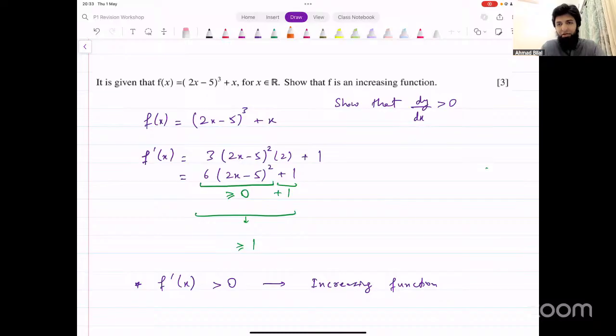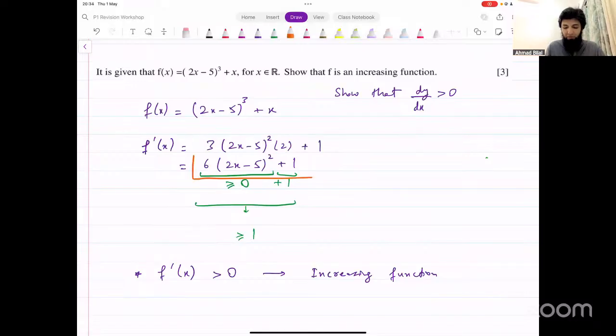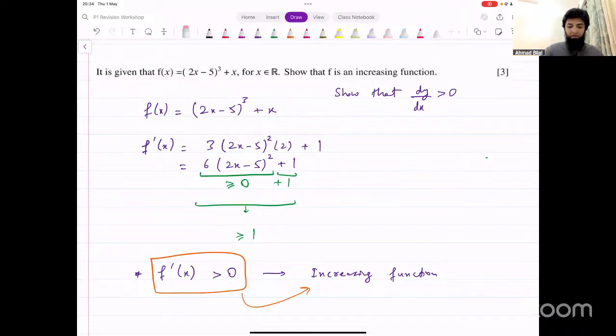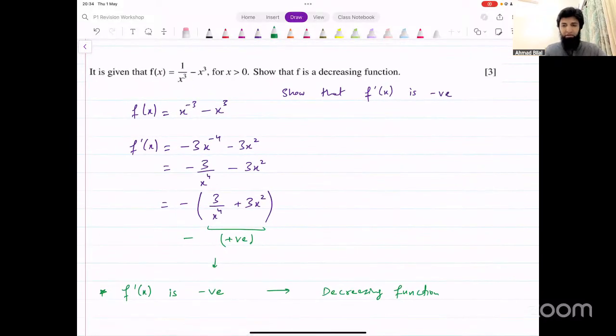Now, the examiner is not going to require you for a detailed explanation for why this is positive. Once you have written this expression down in a form from which you can logically think that this is always going to be positive, you just write down this statement that the derivative is greater than 0. That is why it's an increasing function. On the other hand, you could end up getting something like this as well. When you find the derivative it turns out to be this.